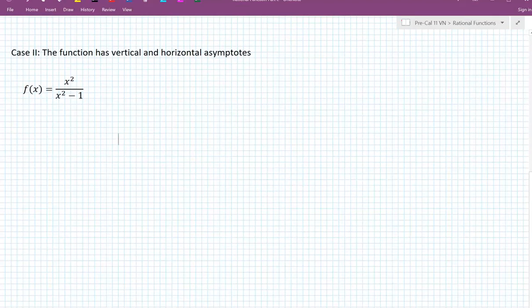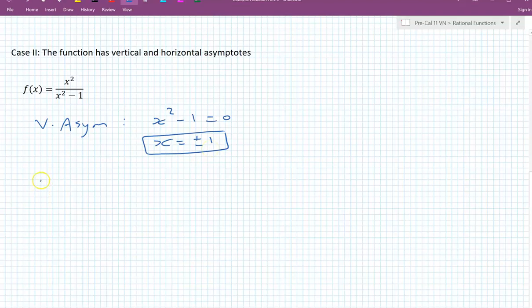For the vertical asymptotes, basically you have to set the denominator equal to 0, and you will get the two vertical asymptotes. These are the equations of the vertical asymptotes: x equals 1 and x equals -1.